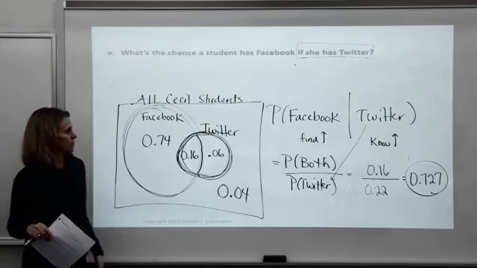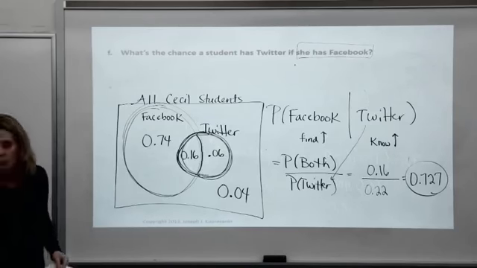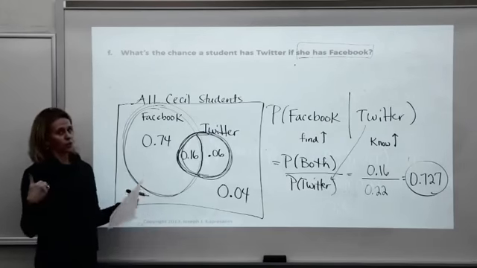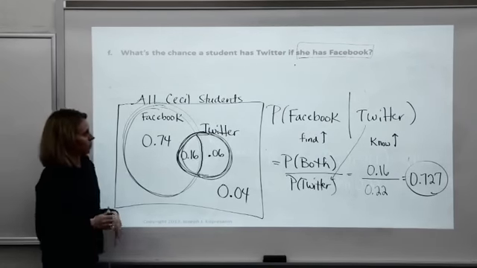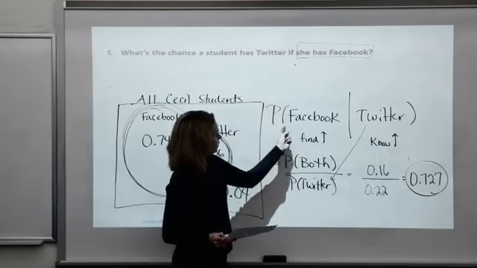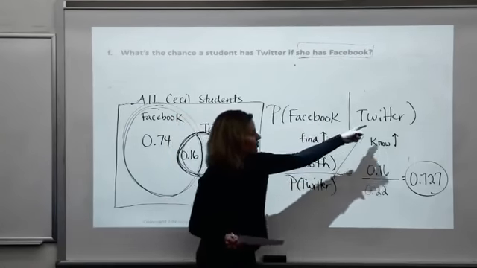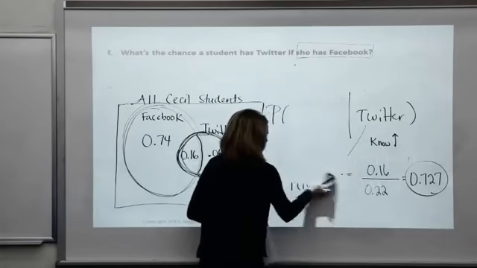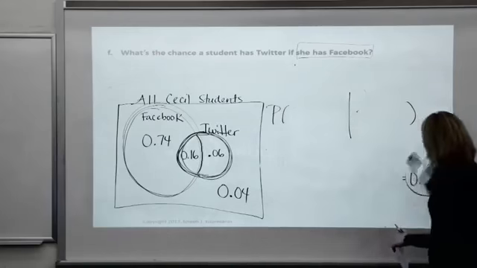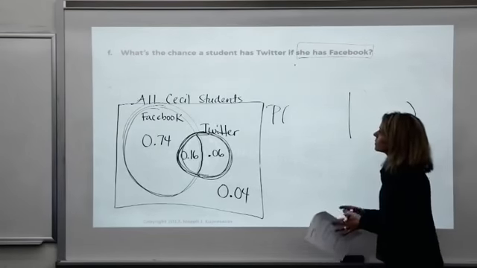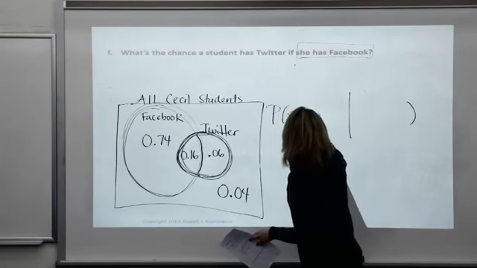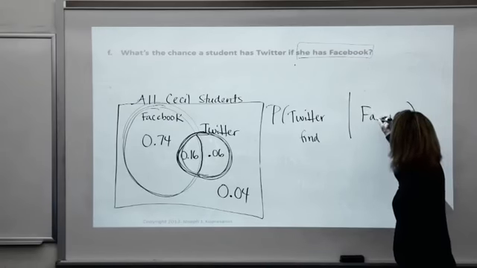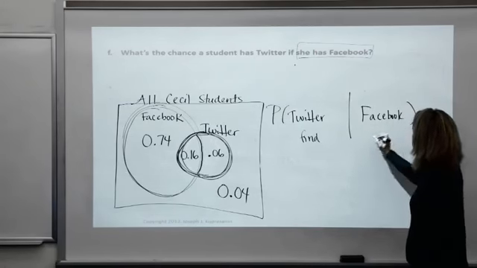So starting to introduce the concept of a conditional probability. One more. What's the chance a student has Twitter if she has Facebook? This time, this is the opposite of the problem we did before. This time we want to know the likelihood that they have a Twitter account if we know they have a Facebook account. So what we know about the student here is different from the last problem. So what's the chance that a student has a Twitter account? This is the likelihood we want to find if we know they have a Facebook account. This is the condition that we know.